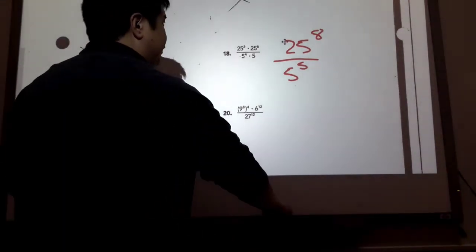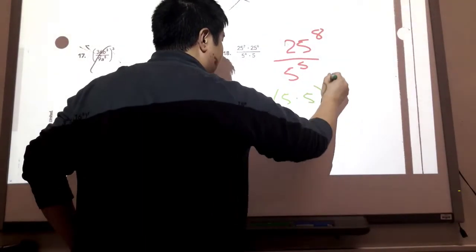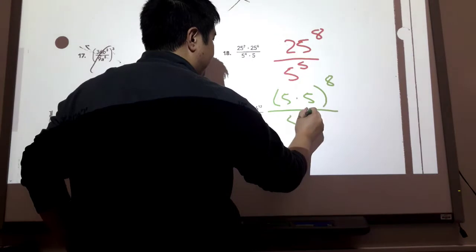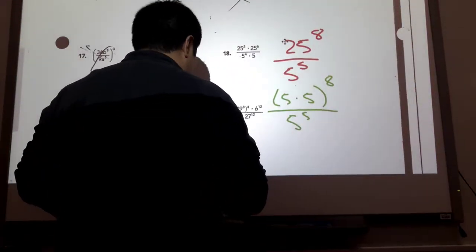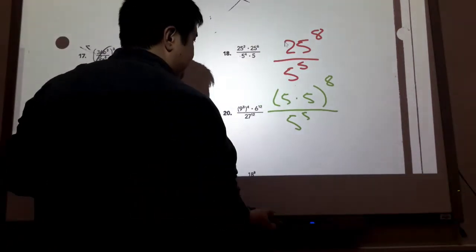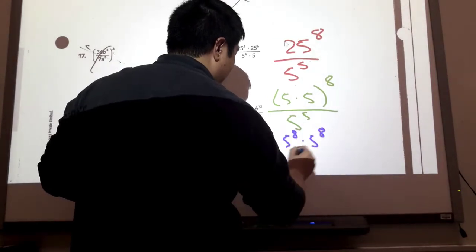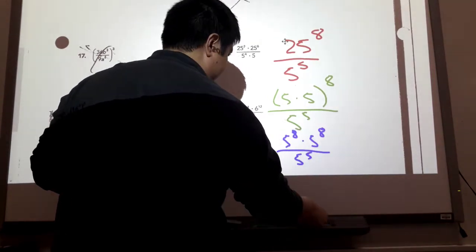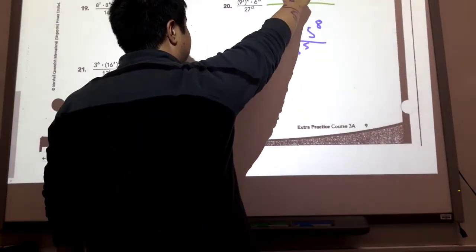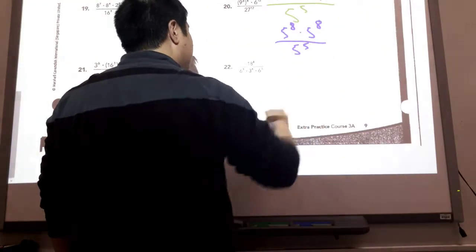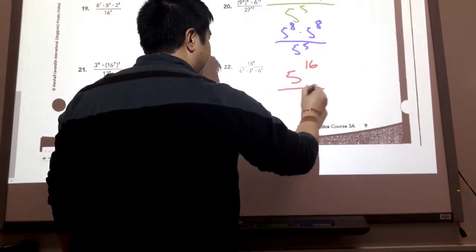Please note that 25 to the 8th power is the same thing as 5 times 5 to the 8th power. We have 5 to the 5th. And if we were to take this even further by using our power of a product property, we would find that this is 5 to the 8th times 5 to the 8th over 5 to the 5th. I'm distributing that 8 into this parentheses right here, so 5 to the 8th, 5 to the 8th, which gets us 5 to the 16th over 5 to the 5th.